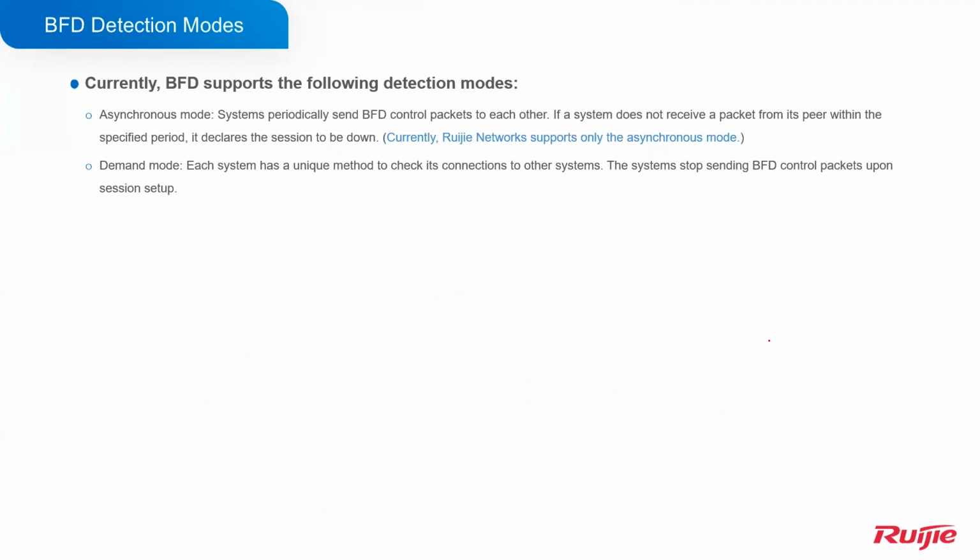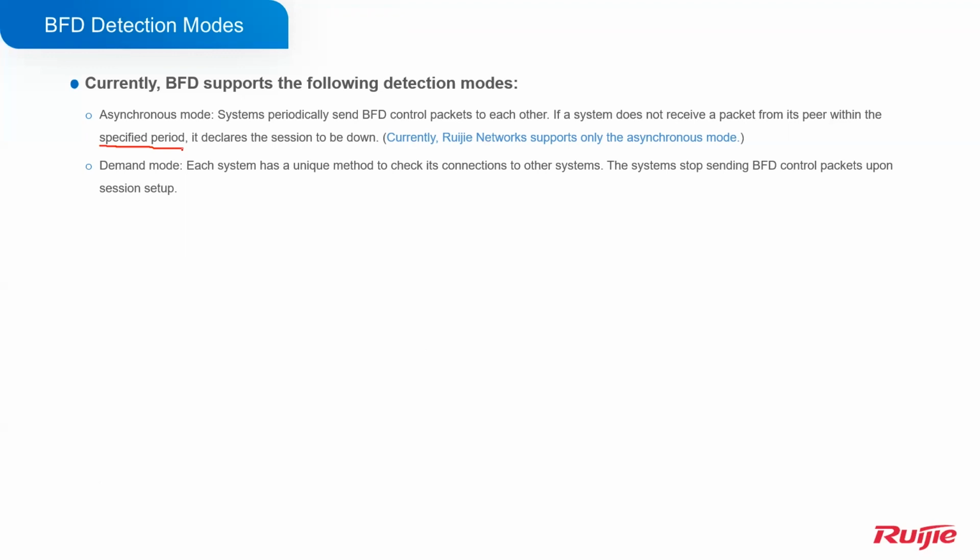First is called asynchronous mode. Let's see how it works. Systems periodically send BFD control packets to each other. And if a system does not receive a packet from its peer within the specified period, pay attention here, it mentions a time it takes. It's called the specified period. But exactly how long it is, later we will introduce it. And it declares the session to be down. The asynchronous mode is the only mode which is currently supported on Ruijie Networks devices.